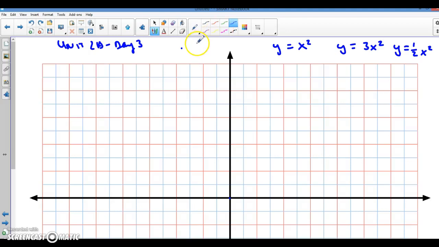All right, guys, we did reflections. We moved translations. We moved side to side. Reflections means we flipped up and down. We flipped side to side. And now we're going to do compressions and stretches.